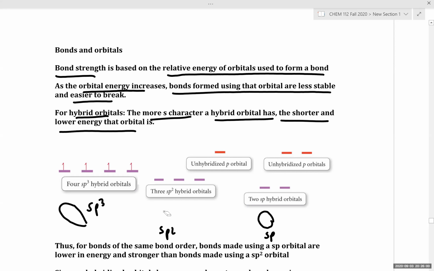Let me make this a little bit. There we go. This is just to help you visualize these trends.